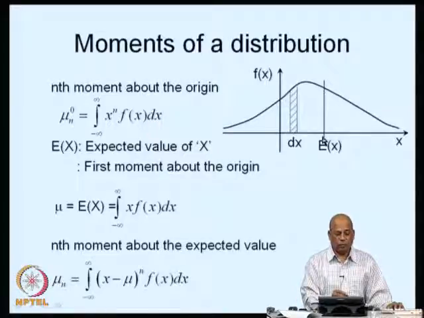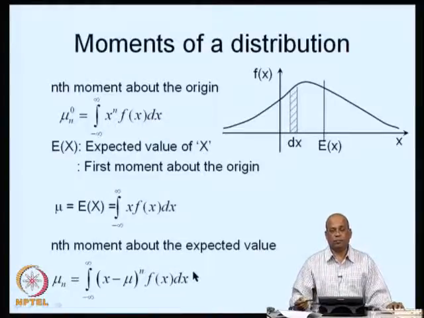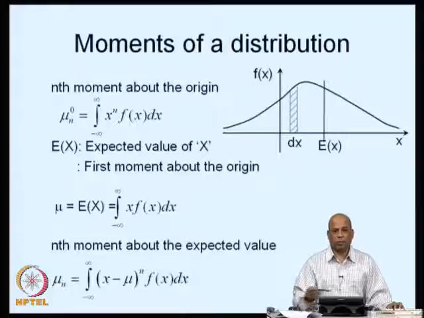So, we define the nth moment about the expected value, which is denoted as mu. We write it as mu n is equal to the integral of x minus mu to the power n times f of x dx. So, this defines the nth moment about the expected value or about the mean. This expected value is also called the mean.